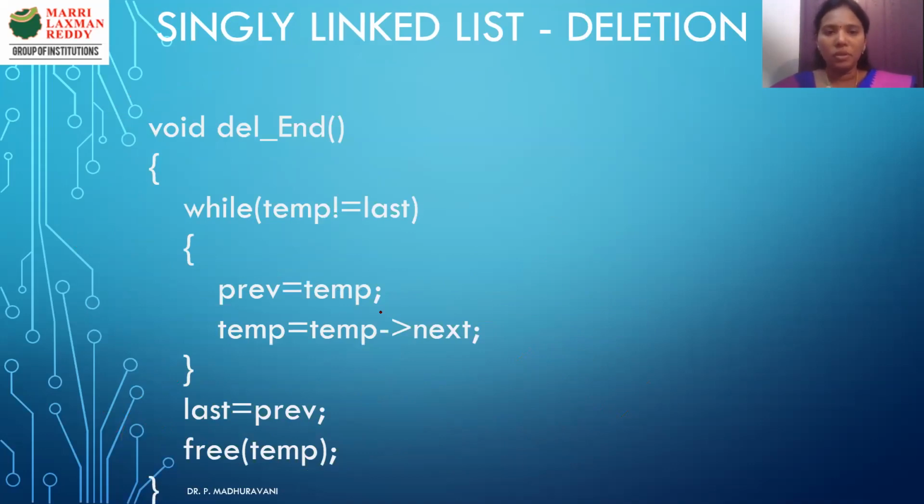Let's see the implementation. Till you reach the end of the list, store the information of temp into the previous and move temp to next node. Now here what I am doing is moving the last to previous node.